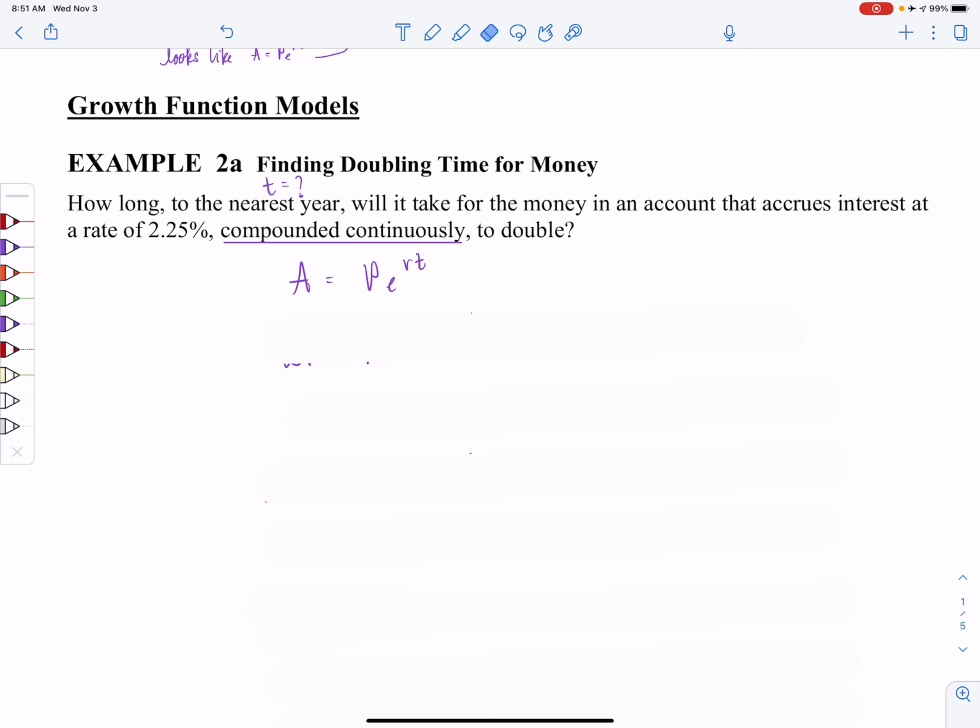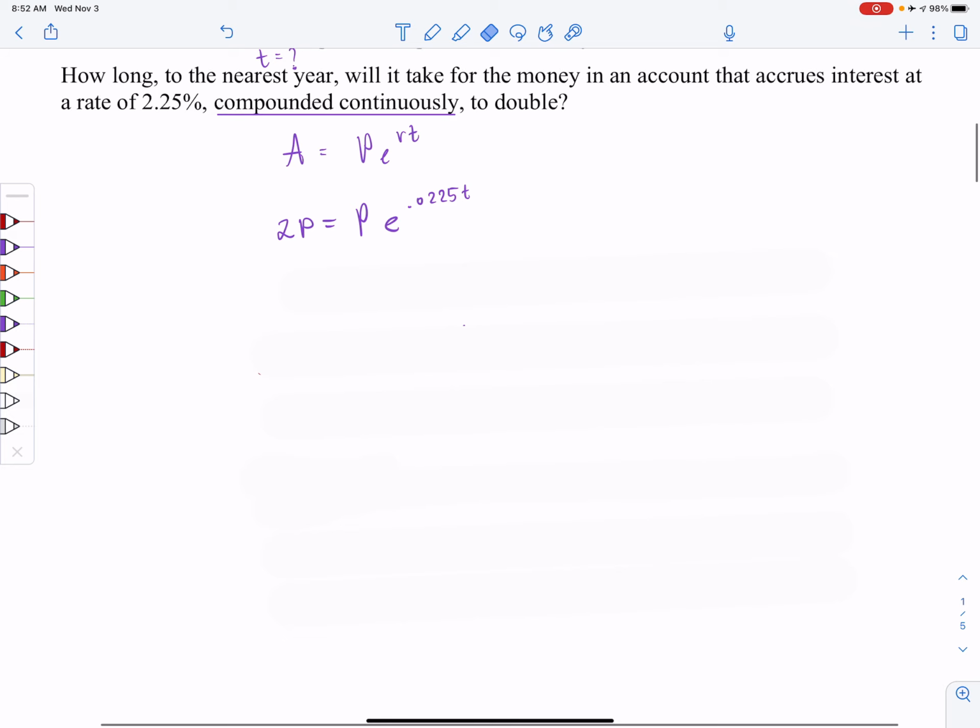My initial amount, I don't know. I just know that whatever it is, it's going to double. So what I'll do here is I'll just leave P as my initial amount and 2P as my future amount because it's going to double. Notice that I've written my interest rate as 0.0225, and since I don't know t, that is my unknown. I'll divide on both sides by P. When I divide on both sides by P, I'll just get 2 is equal to e raised to that power.